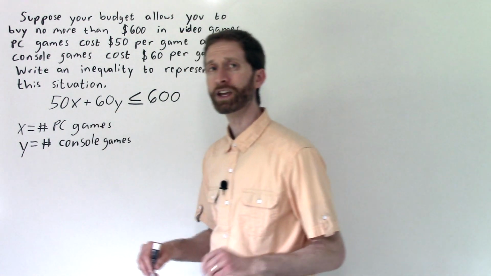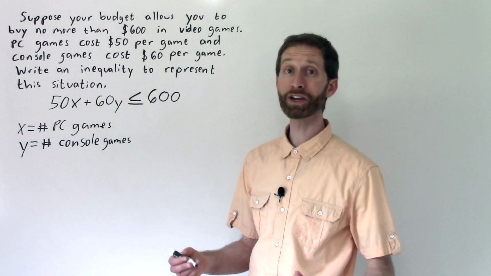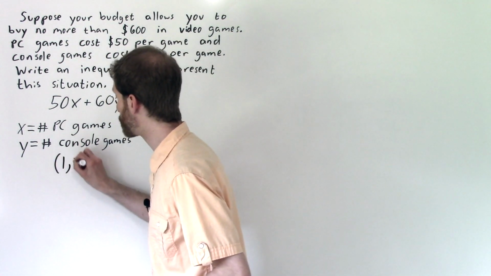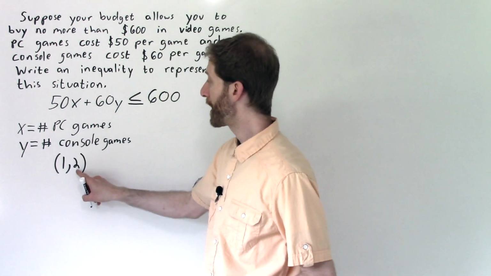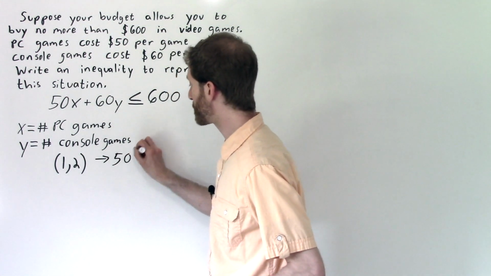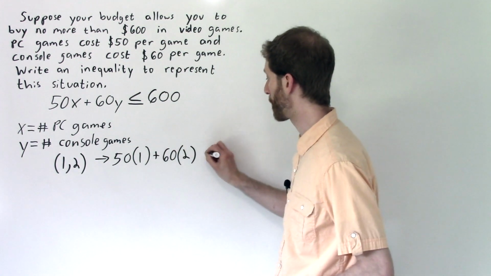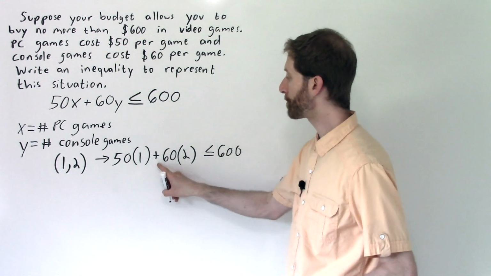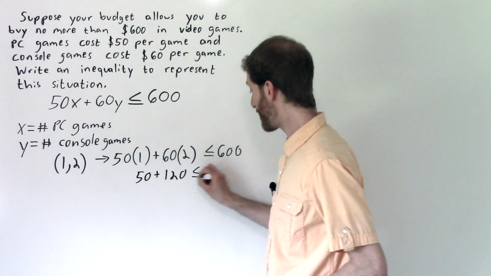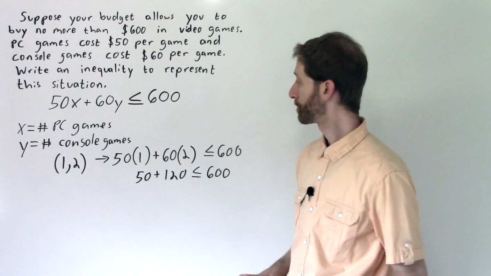So if I look at this and I say, what are some of the combinations of numbers of PC and console games that I could buy? I'm just going to plug in numbers and see if they work with the inequality. So for instance, I could have (1, 2), which would be 1 PC game and 2 console games, just as an ordered pair. And if we plug that in, that would be 50 times 1, because that's x, plus 60 times 2, the number of console games. And when you do out this math, you get 50 plus 60 times 2 is 120. So 50 plus 120 is less than or equal to 600. So we can afford to buy 1 PC game and 2 console games. And you keep going like that.